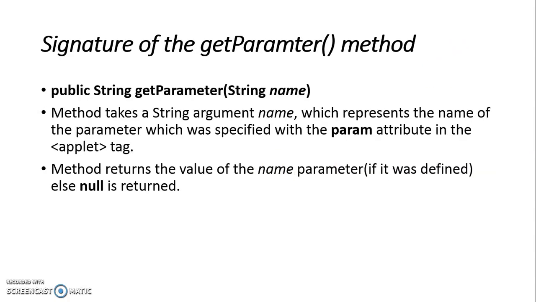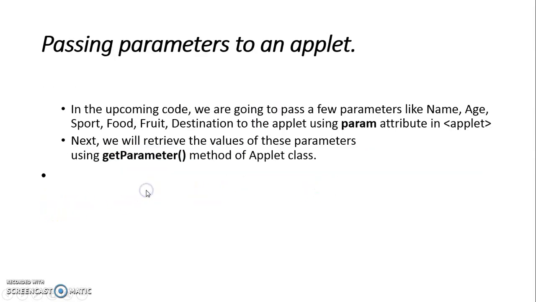Now, what is the getParameter method? Here is the syntax of the getParameter method. public String getParameter, and you can pass a string as a parameter. The method takes a string argument name, which represents the name of the parameter which was specified with the param attribute in the applet tag. Whatever value of the param we are getting will be stored here. The method returns the value of the name parameter, else null is returned. If there is no name, a null value will be returned.